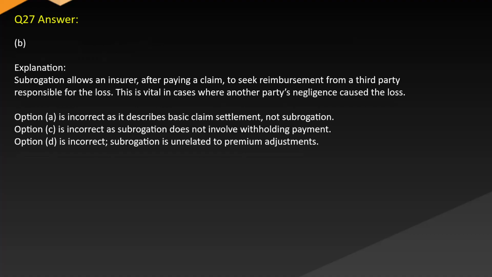Answer B. Explanation. Subrogation allows an insurer, after paying a claim, to seek reimbursement from a third party responsible for the loss. This is vital in cases where another party's negligence caused the loss. Option A is incorrect, as it describes basic claim settlement, not subrogation. Option C is incorrect, as subrogation does not involve withholding payment. Option D is incorrect. Subrogation is unrelated to premium adjustments.